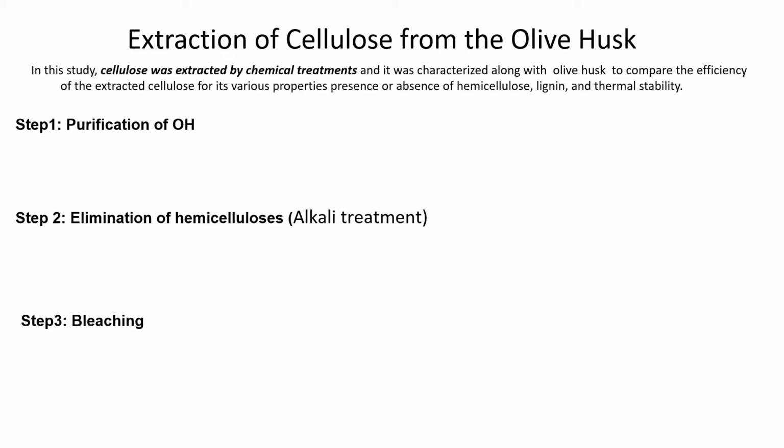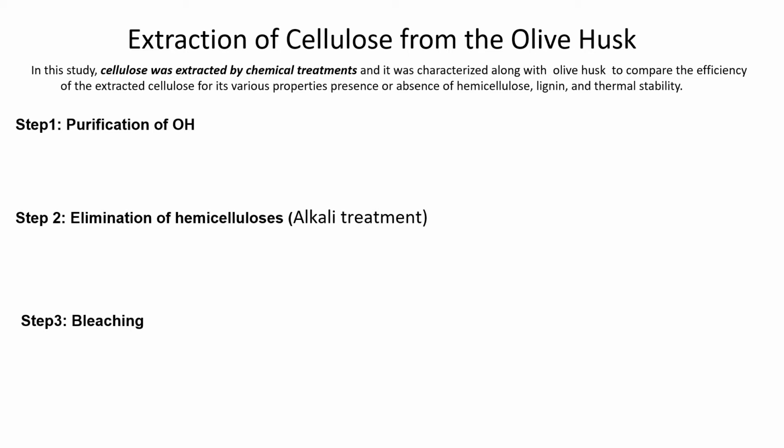In order to extract the cellulose fiber, in this study, cellulose was extracted by chemical treatment, and it was characterized along with olive husk to compare the efficiency of the extracted cellulose for its various properties: presence or absence of hemicellulose, lignin, and thermal stability. So there are three steps.